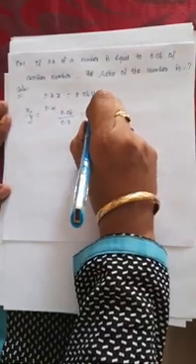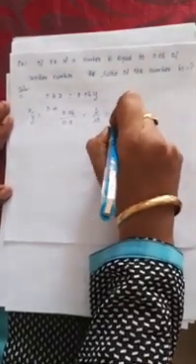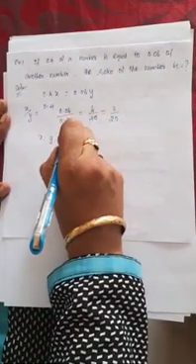We multiply and divide by 100, we get 6 by 40. Cancelling this, 3 by 20. So that x is to y is equal to 3 is to 20.